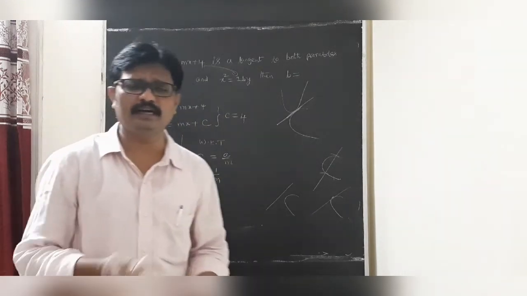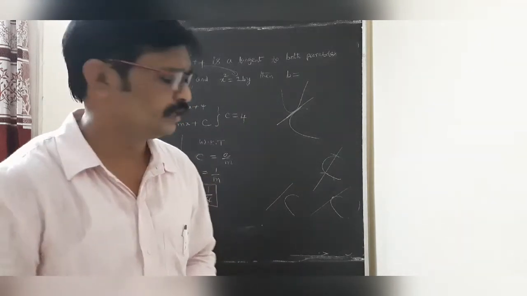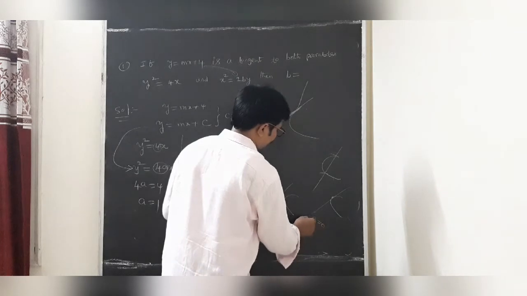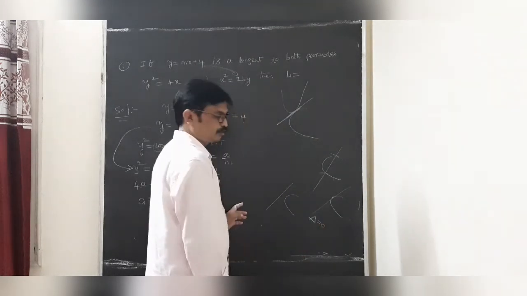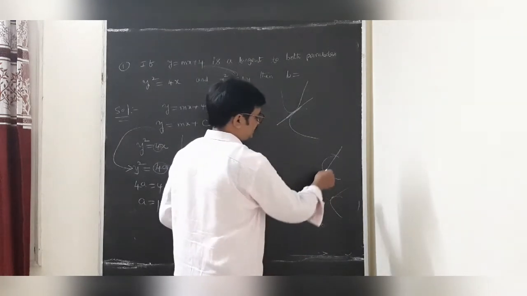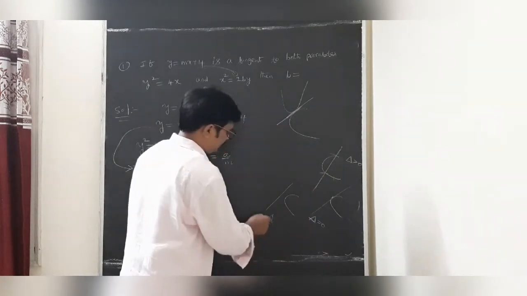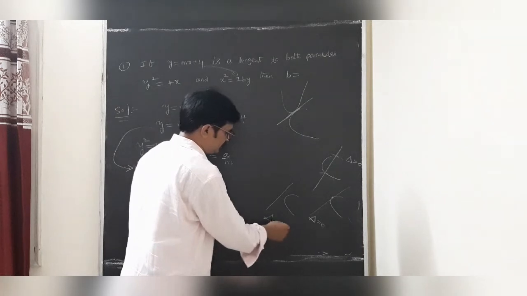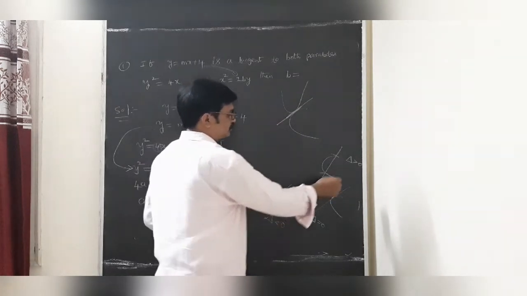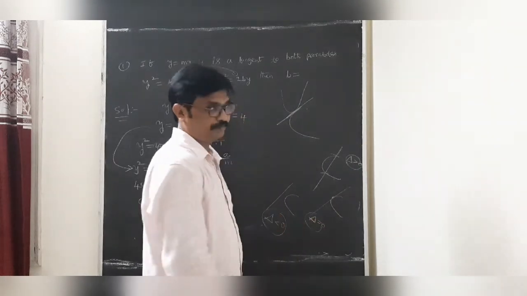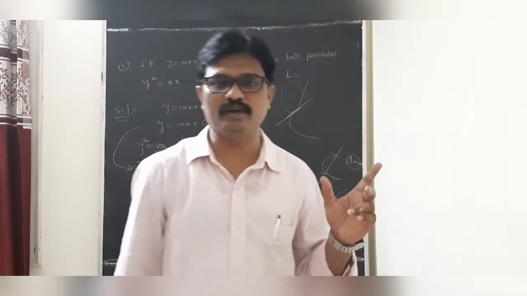If you forget it, undoubtedly what is the general process? For tangent, delta equal to 0. If the line intersects the parabola, the discriminant is greater than 0. If it neither touches nor meets, the discriminant is less than 0. This concept applies whether it is a circle, parabola, ellipse or hyperbola. We can apply it to any conic section.